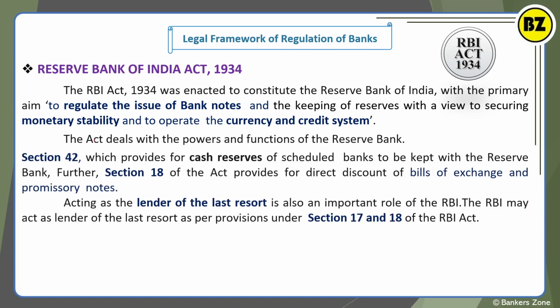Now the act deals with the power and functions of the Reserve Bank. This act gives some power to the RBI, because it is the act which constituted the RBI. Section 42 provides for the cash reserve that scheduled banks must keep with the Reserve Bank. What do you mean by cash reserve? Cash reserve means CRR, cash reserve ratio. It is now 4%. It means if a bank has 100 rupees, out of that 4 rupees must be kept with the RBI. This is the cash reserve, according to Section 42 of the RBI Act.